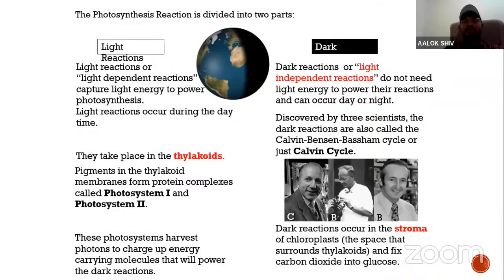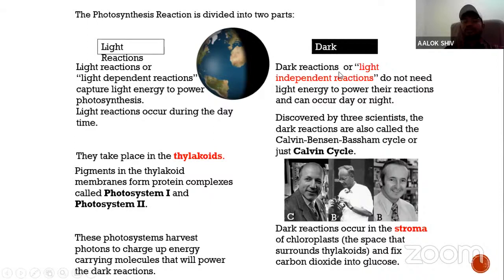Photosynthesis is mainly divided into two parts. We all know that: the light reaction and the dark reaction. In general, questions are asked about whether the light reaction requires light or not, and whether the dark reaction requires light or not. The light reaction is called so because it is a light-dependent reaction. Light-dependent means it generally occurs during the daytime, because light is present only during the daytime.